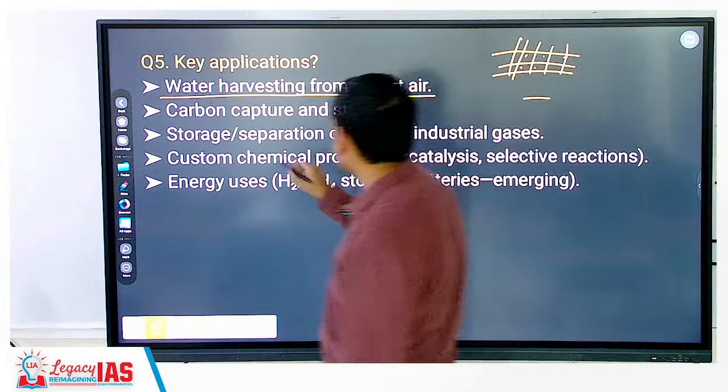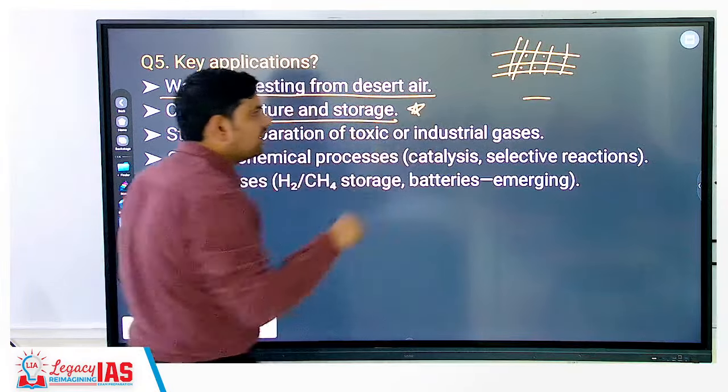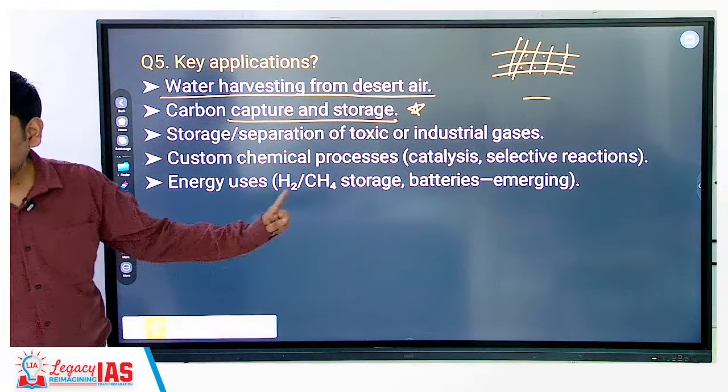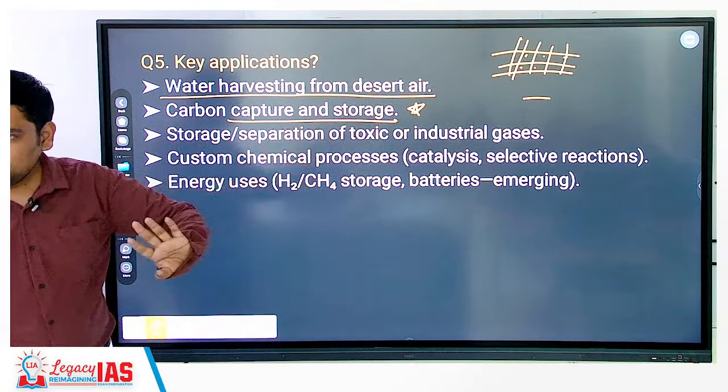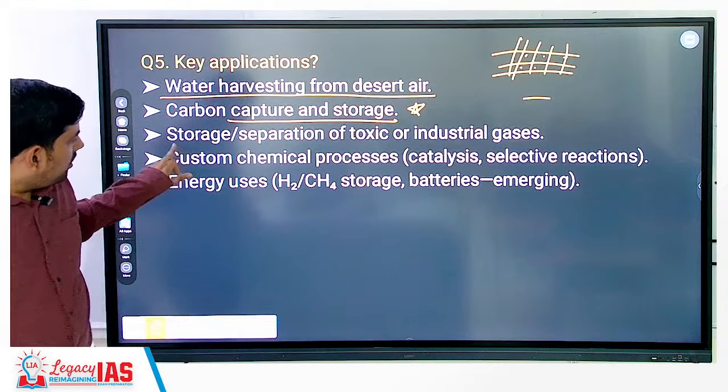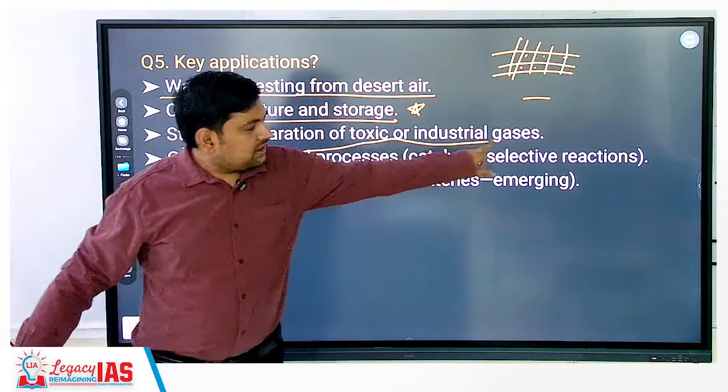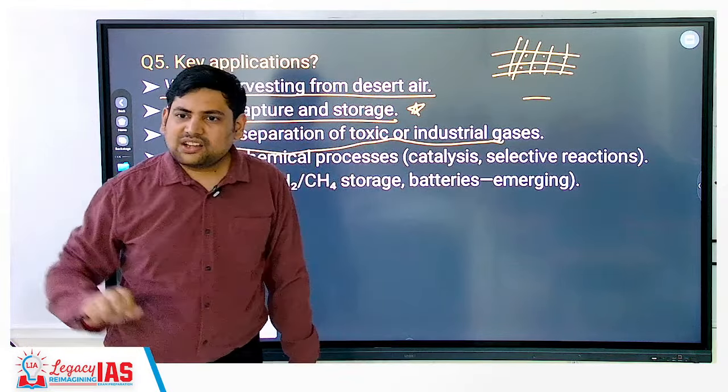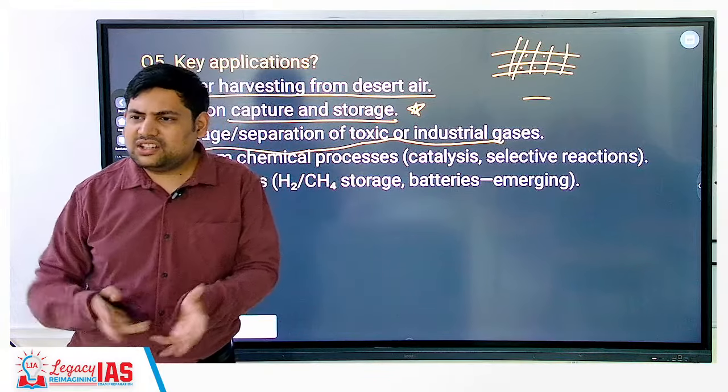Then next is carbon capture and storage. This is the main use it is being touted for. That is carbon capture and storage. Then next is storage or separation of toxic or industrial gases. Correct? Based on the size of gases that are released, you can tune it.